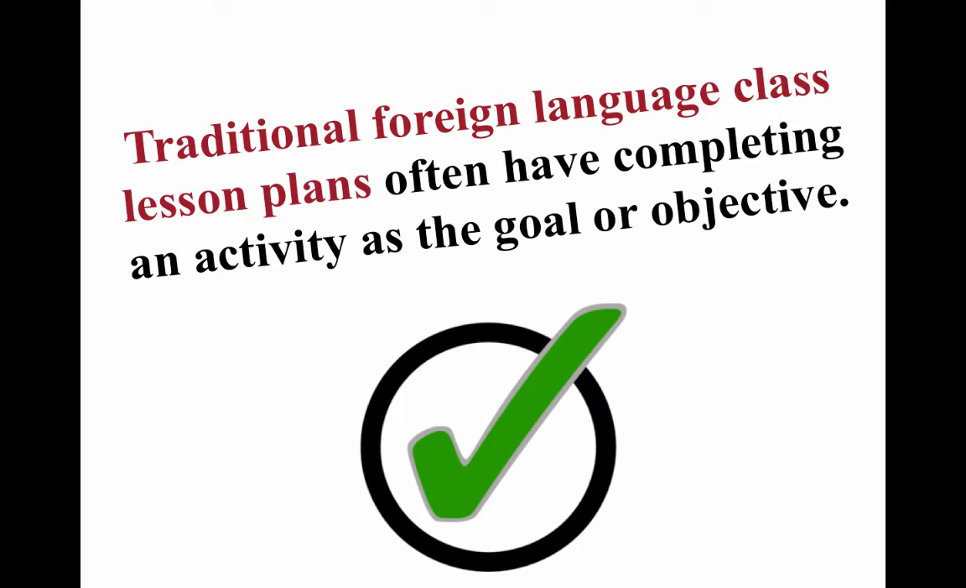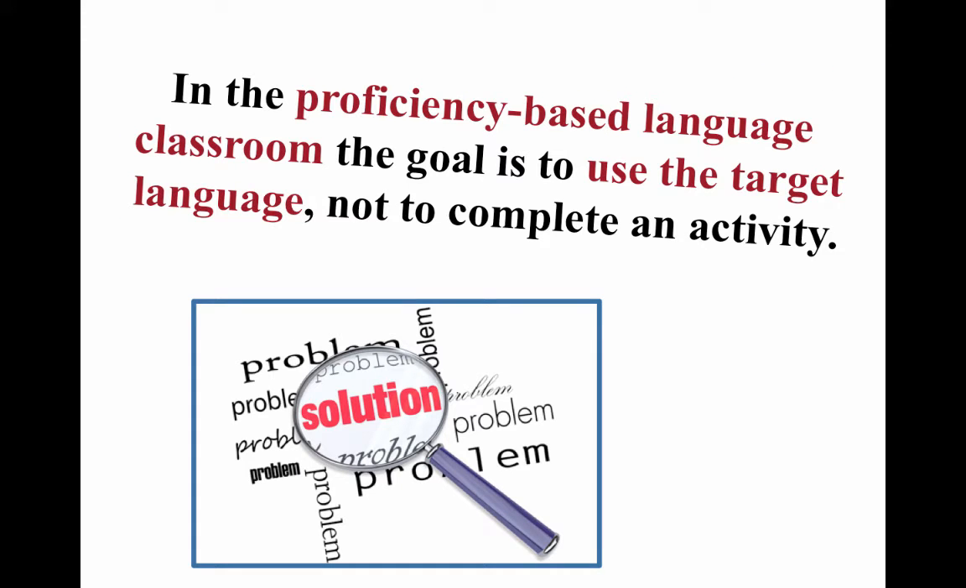Now let's face it, traditional foreign language class lesson plans often have completing an activity as the goal or objective. Now, in the proficiency-based language classroom, the goal is to use the target language, not to complete an activity. That means that students are going to show you what they can do with the language, or just do something with the language, rather than simply demonstrate what they know about the language.